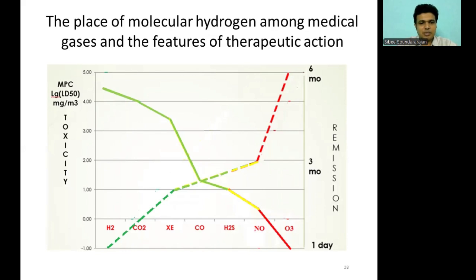According to the criteria accepted in toxicology, medical gases are divided into acutely toxic, maximum permissible concentrations from 0.1 to 1, the solid red line, moderately toxic from 1.1 to 10, and low toxic with concentrations above 10. Acutely toxic medical gases include ozone. Moderately toxic, with some reservations, include nitrogen and hydrogen sulfide. Carbon monoxide, xenon, and carbon dioxide are classified as low toxic, with the least toxic of all medical gases being hydrogen.